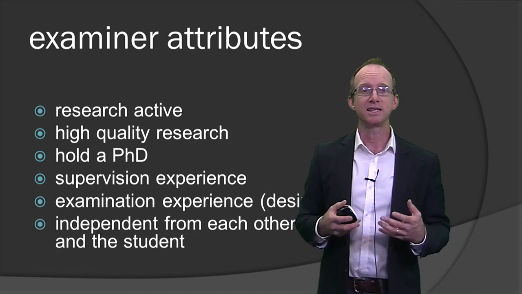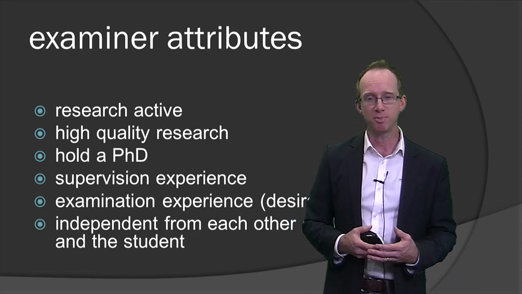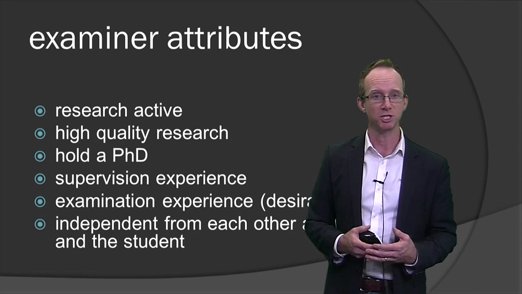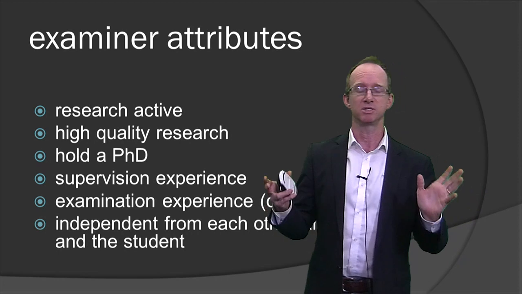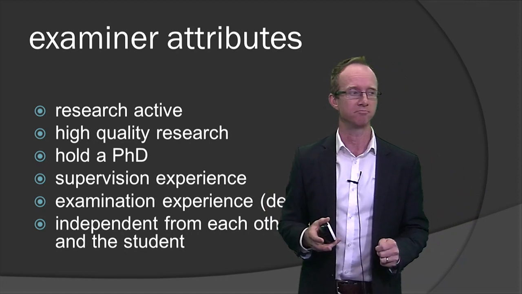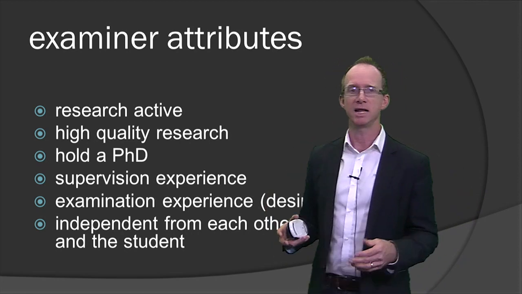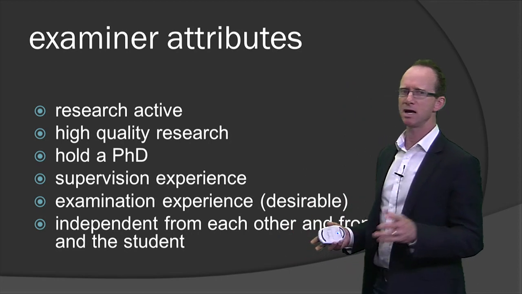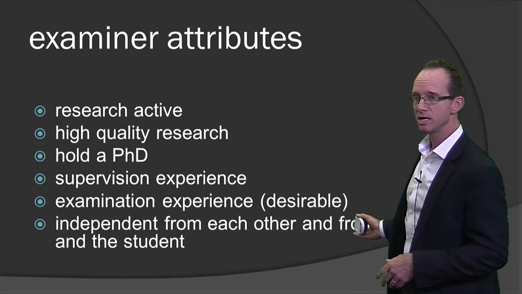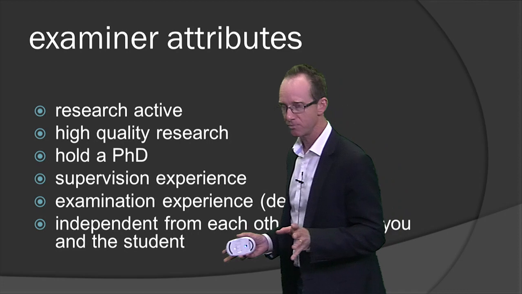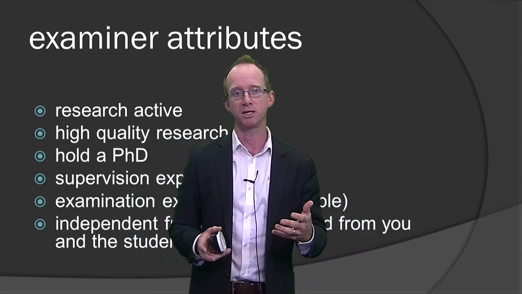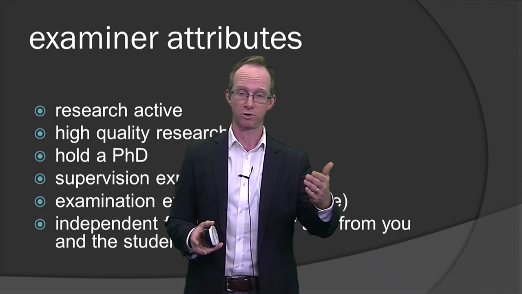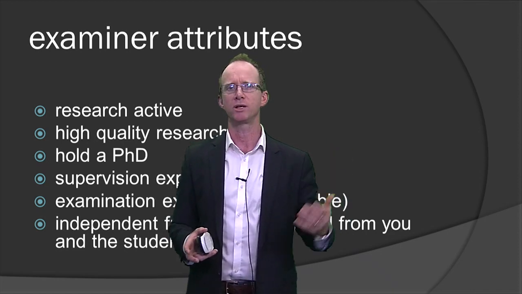Really important that the examiner has to be independent from, well, first of all, each other. They can't be working together, and it seems crazy, but sometimes examiners are nominated who are married, for instance, or at the same institution working together, and that's not acceptable. And they also have to be independent from yourself and the student, and evidence for that might be on their CV or on your CV where you're jointly publishing together.